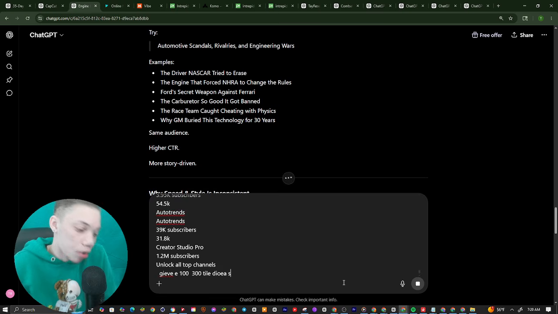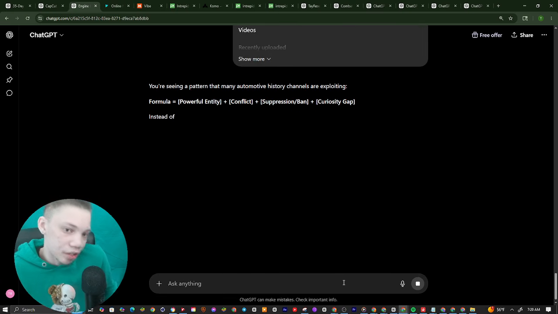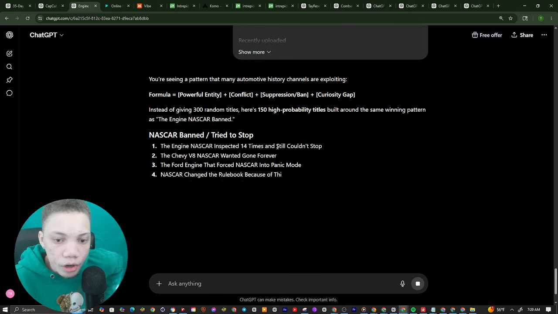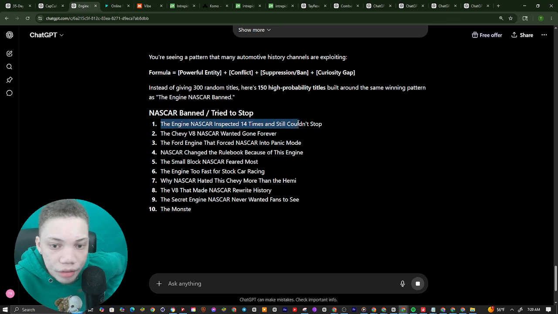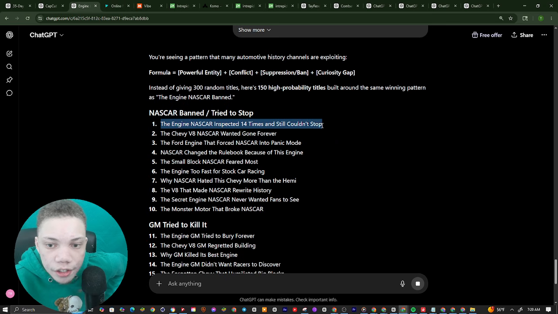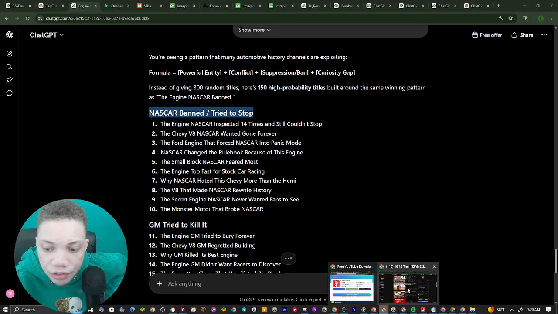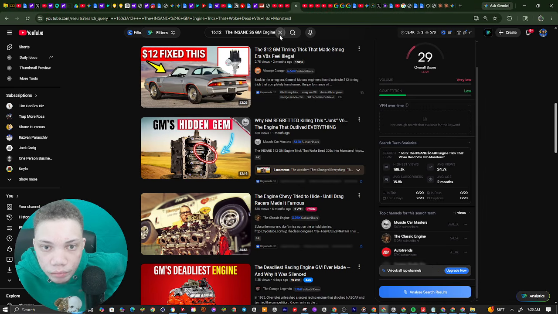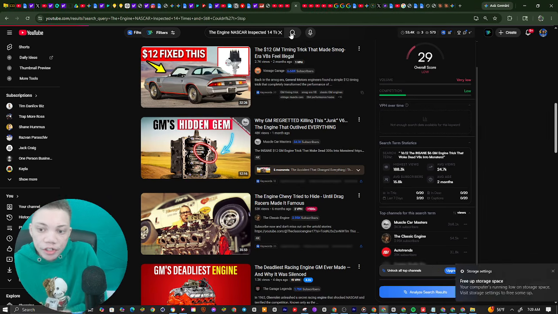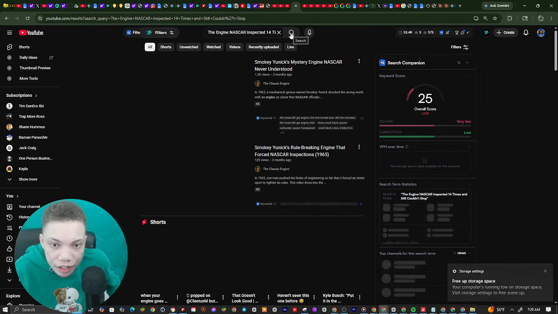So I'm doing a niche leak right now, and I'm giving y'all core niches. So that's not really on top. So you can see the engineers. So we literally have this formula right here, a NASCAR band. If we type this title in, this title is not taken up by bigger channels. So like I said, this would be a great niche for you guys to get started in.